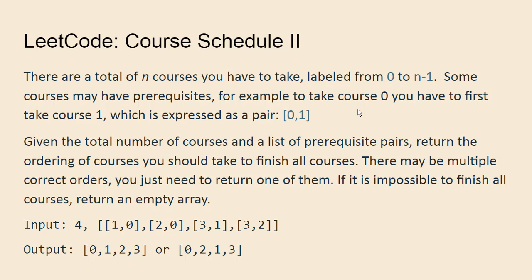Given this requirement, there are essentially 2 ways to take these 4 courses. You have to take 0 first and you have to take 3 last, but the order between 1 and 2, either way will work. So there are 2 possible outputs. You can return any one of them, and it will be considered correct.